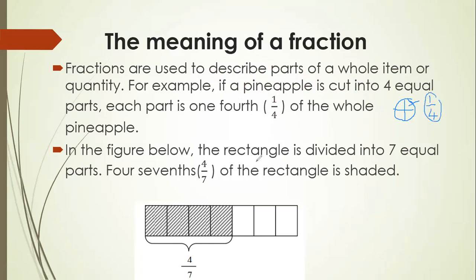So in the figure below, you can see the rectangle is divided into 7 equal parts. The shaded part here, since you can see 1, 2, 3, 4, 5, 6, there are 7 parts, and only 4 parts are shaded. So this means that the shaded part is 4 parts out of 7. The 4 out of 7 is what we call a fraction, as we shall be seeing in the nearby slide.